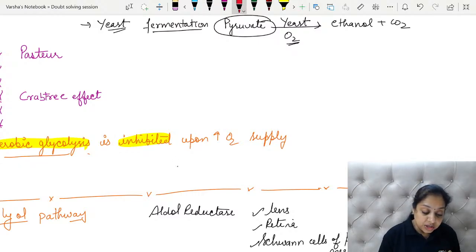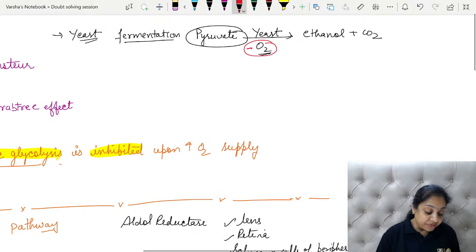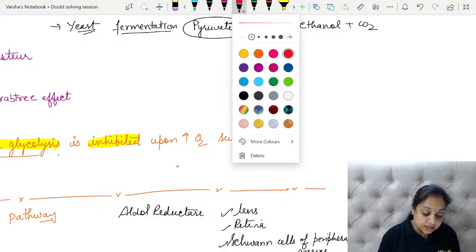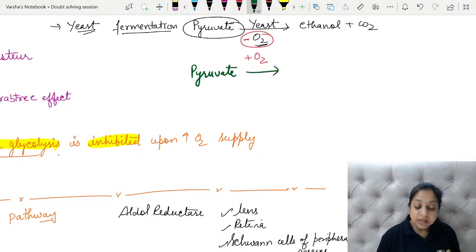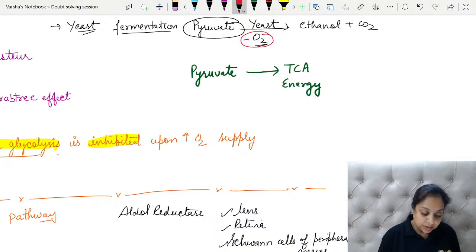And under what condition? When there is no oxygen available, right? After some time, he said that when oxygen is available, the same yeast will convert pyruvate, right, and this pyruvate will undergo the TCA cycle. What do we mean by that? That is going to generate the energy. When is this happening? When the oxygen is present, in the presence of the oxygen.